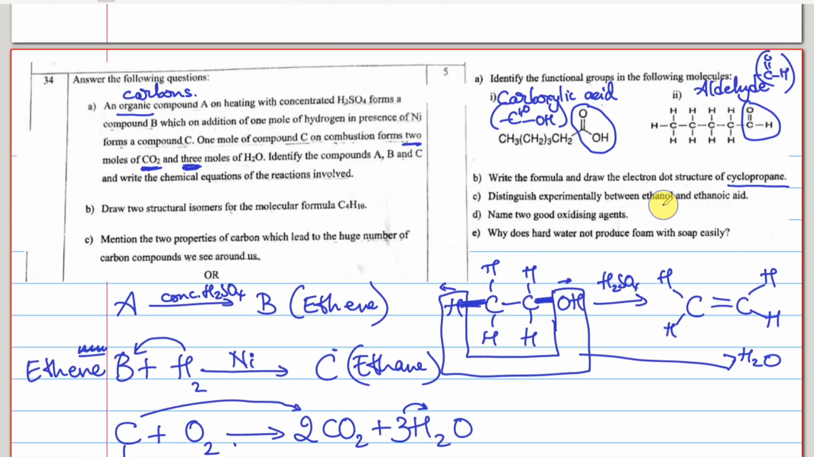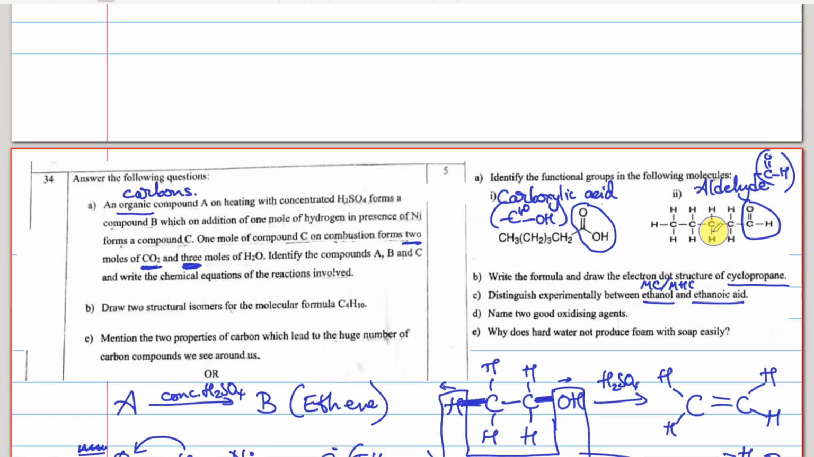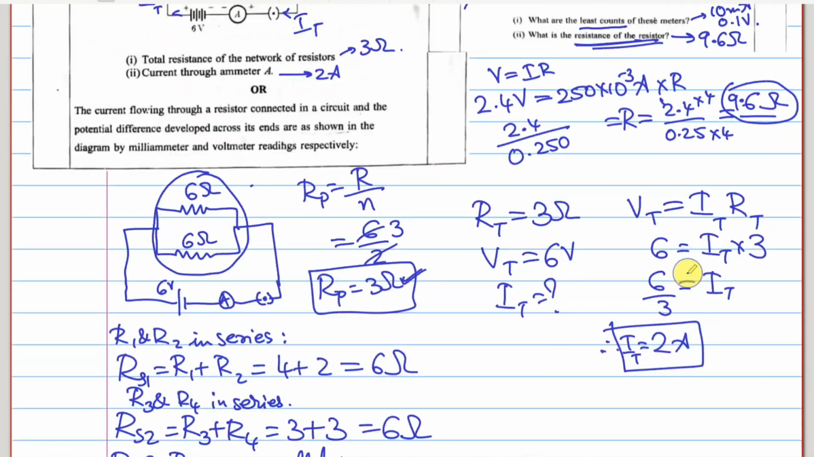Next, distinguish experimentally between ethanol and ethanoic acid. So experimentally, we can differentiate between ethanol and ethanoic acid by using the property of base and acid. Bases cannot react with metal carbonates or metal hydrogen carbonates, right? But ethanoic acid can react. So this reaction had been used somewhere.